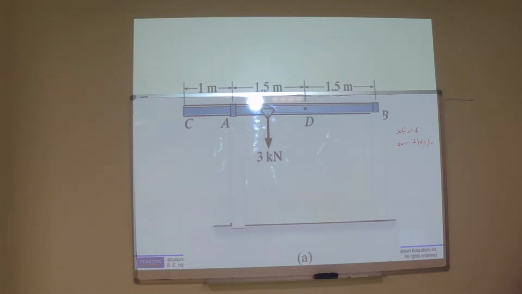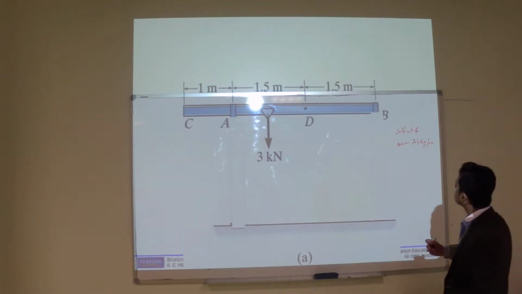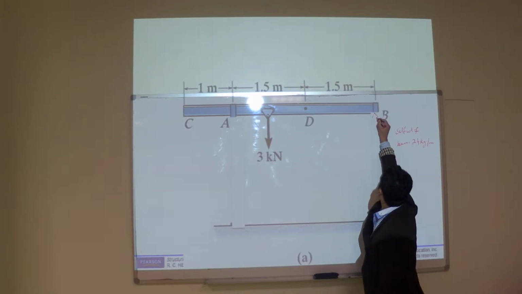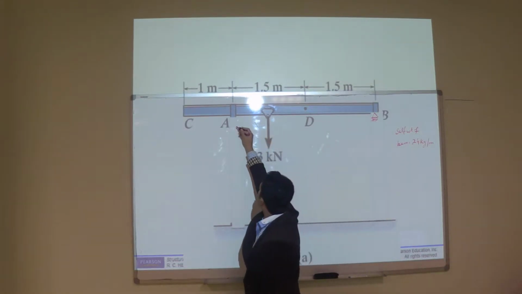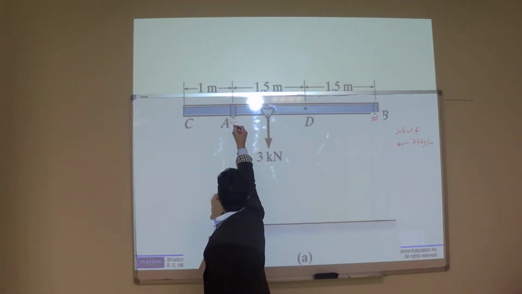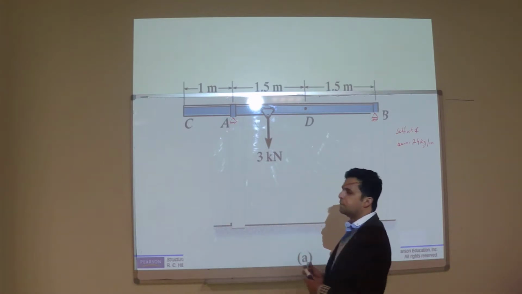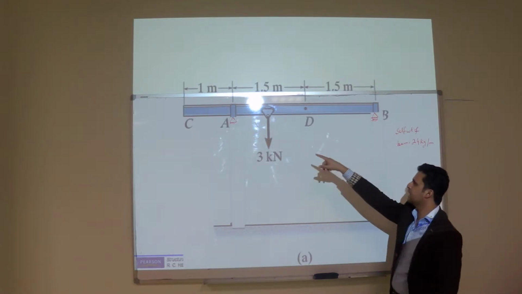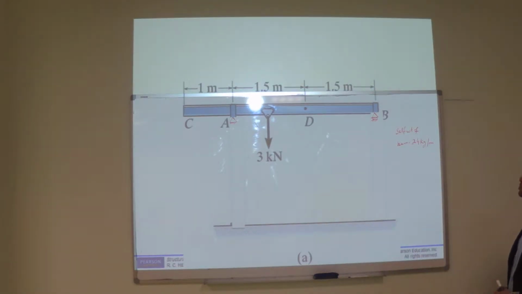Okay, so here we have what type of support? Pin? Roller. B is roller. And here we have a hinge. So it means this frame is not a rigid frame. This frame has like a roller support here and a hinge support there.